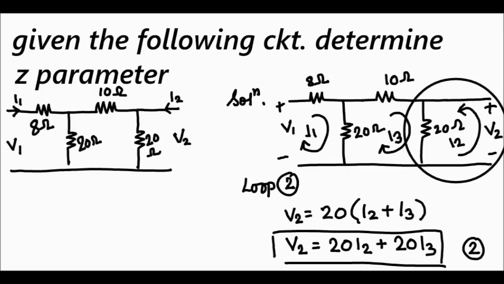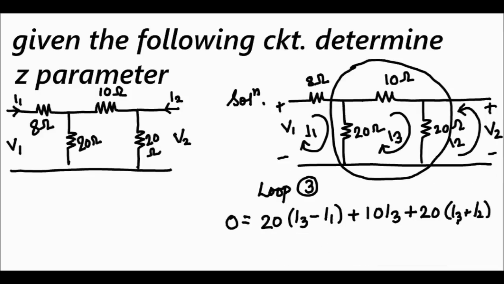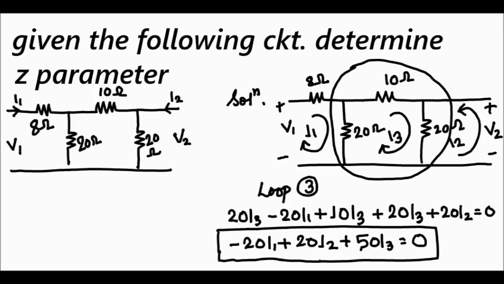Now solving loop 2, V2 is equal to 20 into (I2 plus I3). We get V2 is equal to 20 I2 plus 20 I3. Now taking loop 3, 20 into (I3 minus I1) plus 10 I3 plus 20 into (I3 plus I2) is equal to 0. Now simplifying the equation, we get minus 20 I1 plus 20 I2 plus 50 I3 equal to 0.